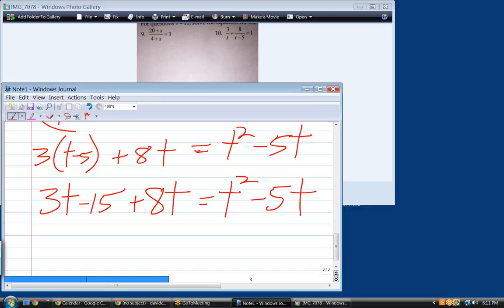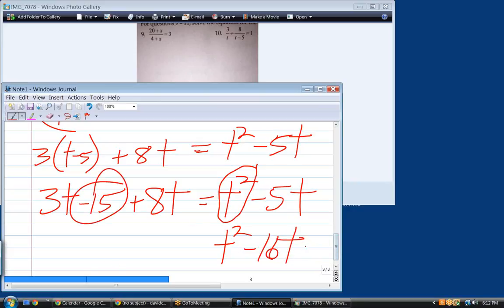What kind of an equation are we looking at? A quadratic. And how do you solve a quadratic? Not the quadratic formula yet. We might be able to factor it. But the first step in solving a quadratic is to put zero on one side, everything else on the other. I'm going to leave this t squared because I like the fact that it has a positive coefficient. And I'm going to move everything over to the right side. Well, that 3t plus 8t is 11t. So I would have t squared minus 16t, and then I got to move the number over there, plus 15.